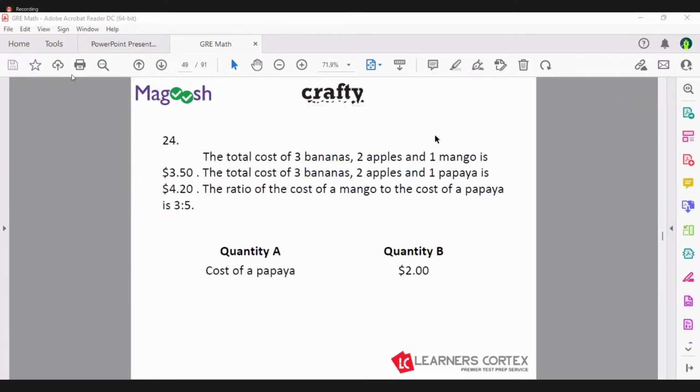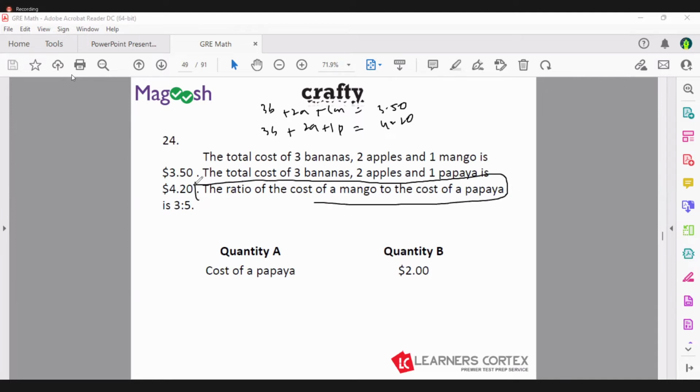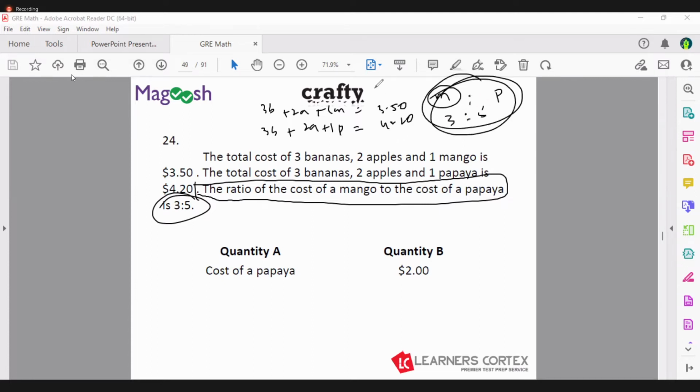The total cost of 3 bananas, 2 apples, 1 mango is $3.50. And the total cost of 3 bananas plus 2 apples plus 1 papaya is $4.20. It is also asking the ratio of the cost of mango to the cost of papaya, which is 3:5. So if we take the cost of mango as M and papaya as P, M is to P is 3:5. This is the ratio of their costs.